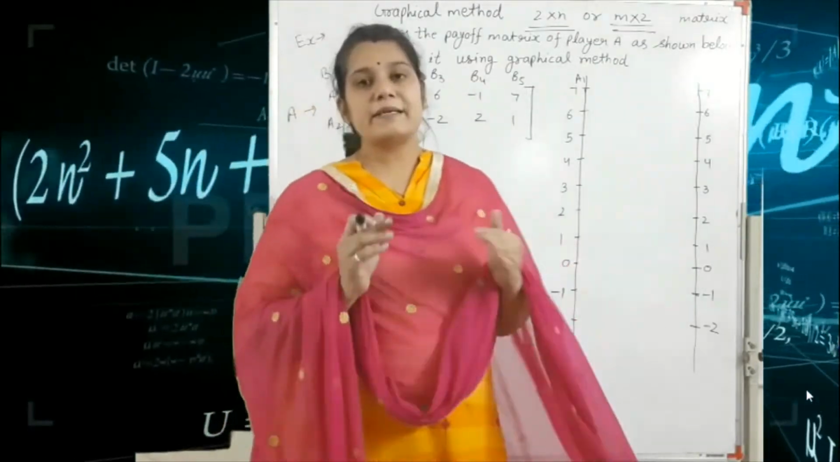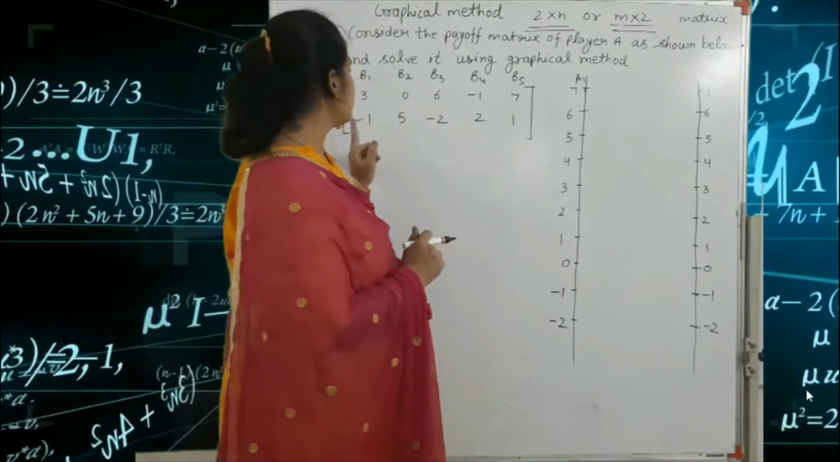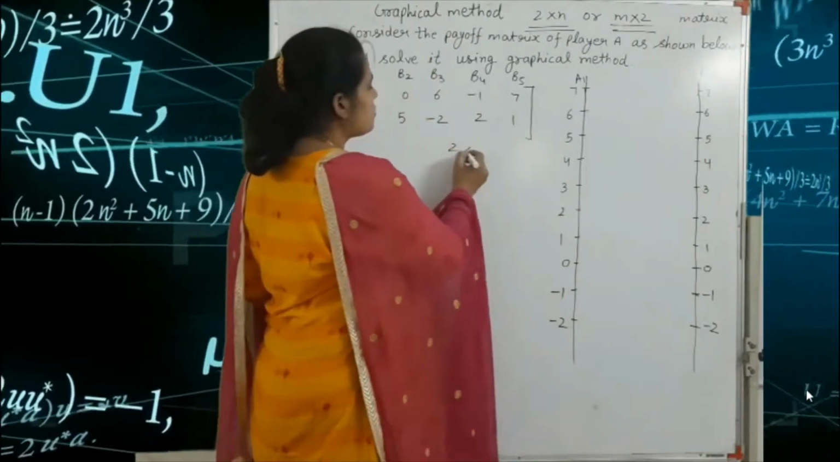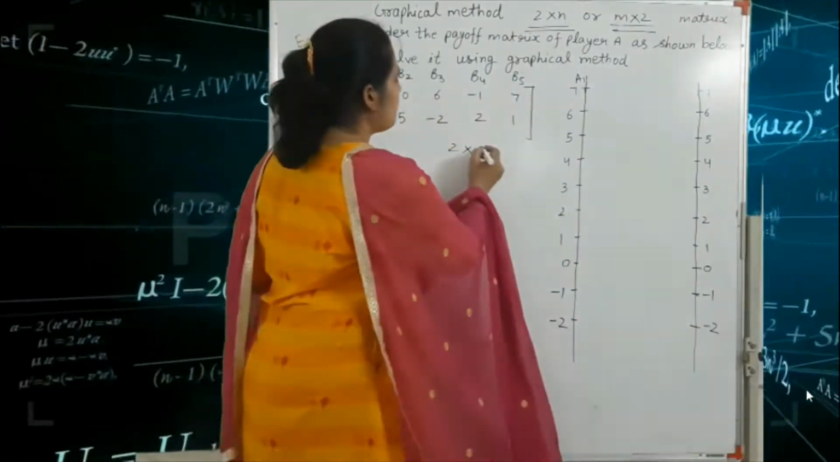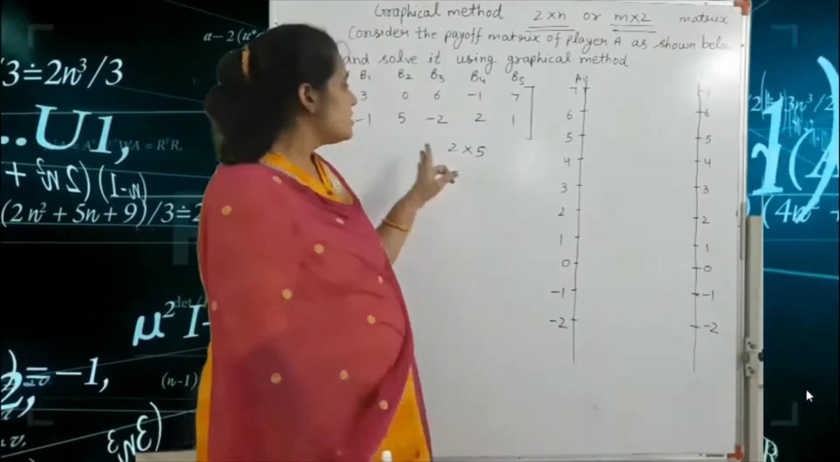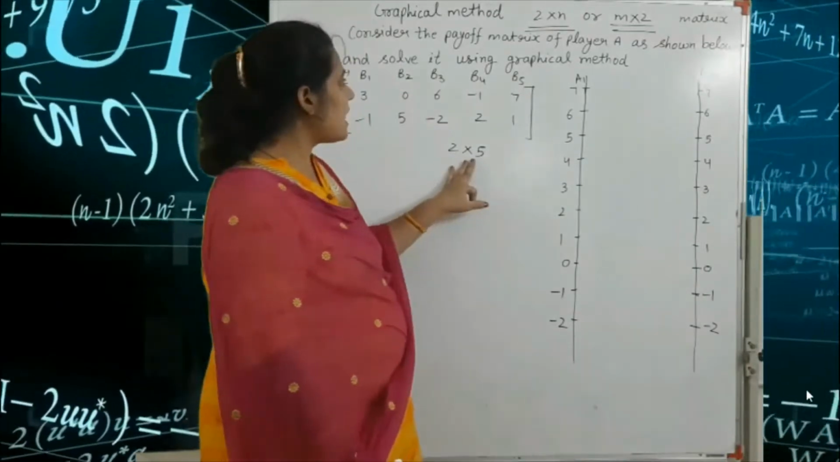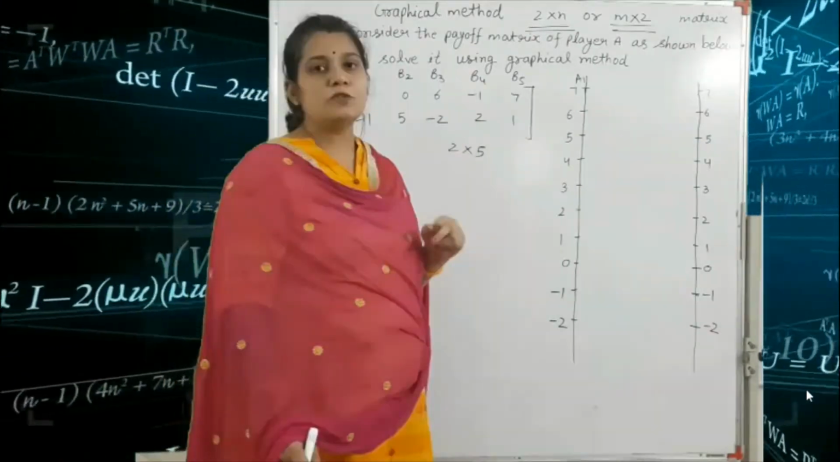So what is the first step? Here we have 2 rows. The order of this matrix is 2 rows and 5 columns: 1, 2, 3, 4, 5. So this is applicable according to the rule of the graphical method.